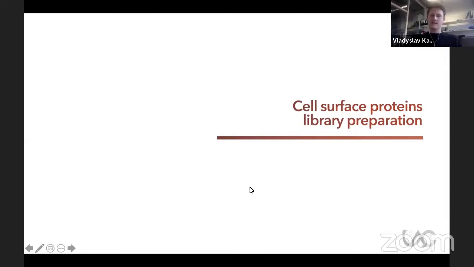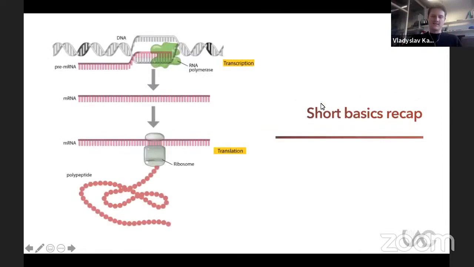Now we are coming to the next technology that also allows a very good insight into some new features that may not be viewable with the messenger RNA. And now we come to the cell surface proteins library preparation. So we will talk about the second method that allows us an approach towards multi-omics, towards different sources of information. So let's recapitulate, let's repeat the basics of molecular biology.